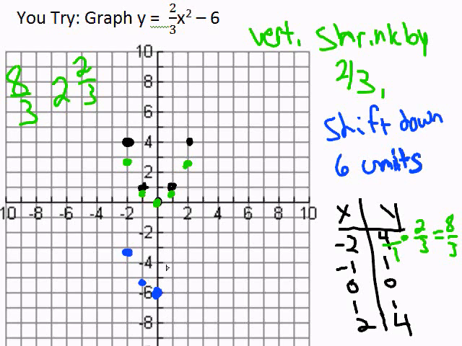And a great thing about quadratics is they're symmetric about the y-axis, meaning the other side should follow the same pattern as the left side. And you can verify that just by graphing the points again on your own. So I get, at last, a graph of my quadratic function y equals 2/3 x squared minus 6 by shrinking our points by 2/3 and then shifting them down 6 units.